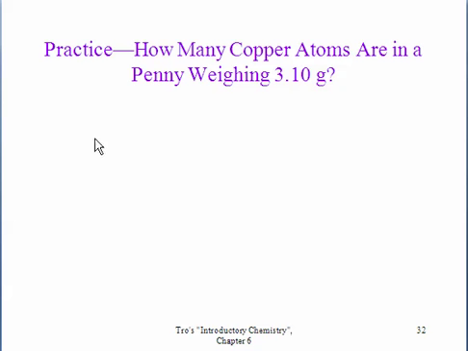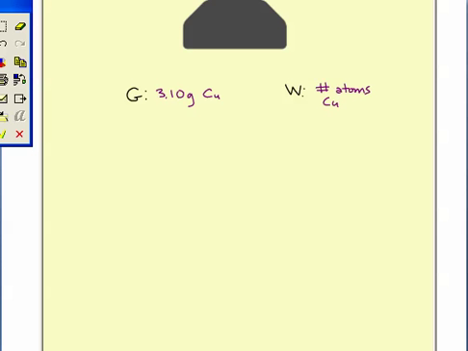So let's look at another practice. How many copper atoms are in a penny weighing 3.10 grams? And we're going to assume for the purpose of this exercise that a penny is made up only of copper, although we know that's not true. So the first thing we want to do is write down what we're given, which is 3.10 grams of copper, and what we want, which is the number of copper atoms.